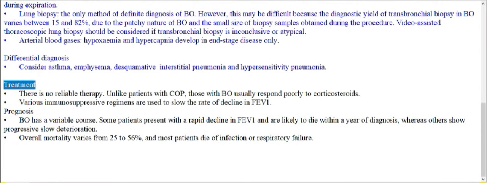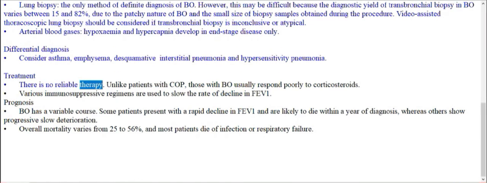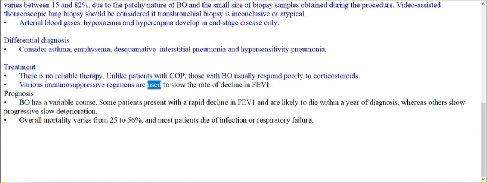Treatment. There is no reliable therapy. Unlike patients with COP, those with BO usually respond poorly to corticosteroids. Various immunosuppressive regimens are used to slow the rate of decline in FEV1.